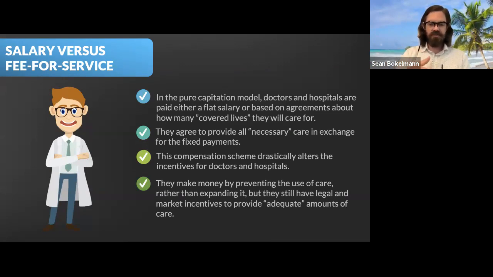With this setup, with capitation type payments, they actually make more money by preventing the use of care rather than expanding it. And so, that kind of brings up one issue, and that's that, well, if they're motivated to prevent care, what's going to keep them from under providing, right? Well, there still are legal requirements as well as other market incentives to provide adequate amount of care, but they now have a direct incentive to control costs, which is really the main change, right?